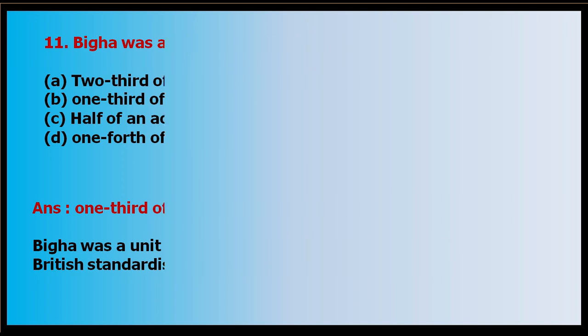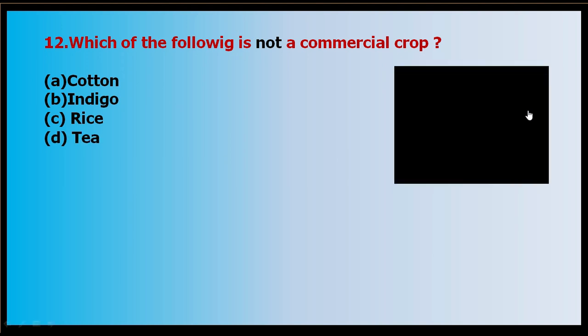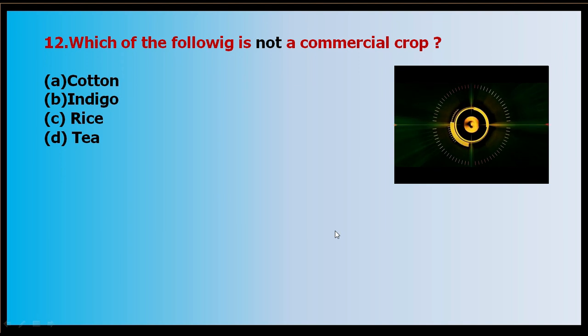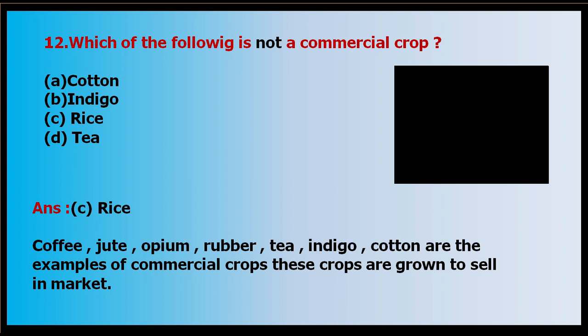Moving to question number 12. Question number 12 is, which of the following is not a commercial crop? It's an easy one. Find out which one is not commercial. Number 1 is cotton, indigo, rice, and tea. And your time starts now. Got your answer? The correct answer is rice.